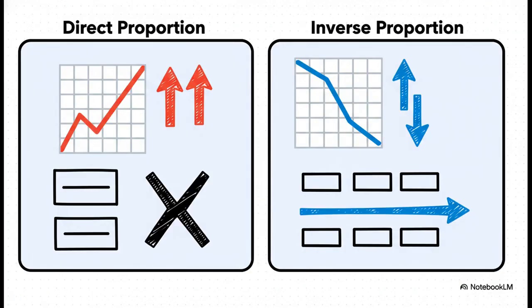Okay, let's just pause for a second because this slide is the whole shebang. It puts everything side by side. For direct proportion, values move together, the ratio is constant, and you solve by cross-multiplying. For inverse proportion, values move in opposite directions, the product is constant, and you solve by multiplying straight across. Figuring out which situation you're in, that's the entire game right there.